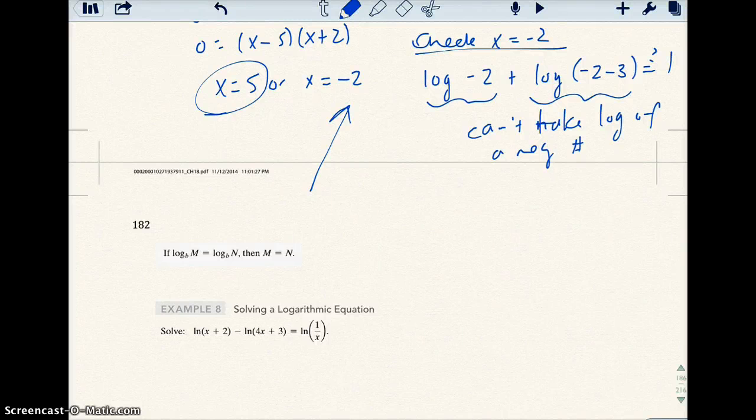Okay, so last video, I talked about how some students will assume that if you have x equals a negative number, that can't work. That's not true. You can't take a logarithm of a negative number, but you can have a negative solution. So I want to do an example, and you can write this off to the top of your paper here.